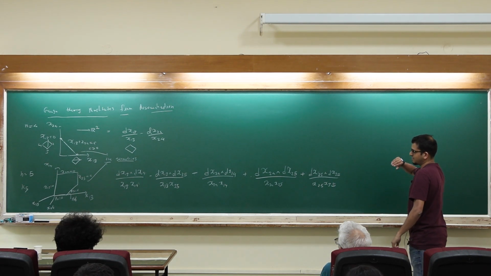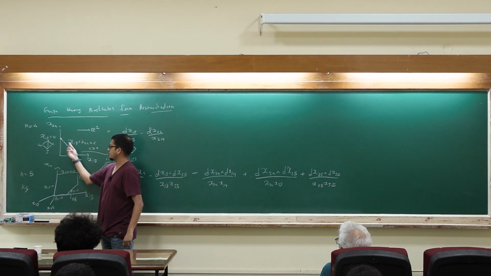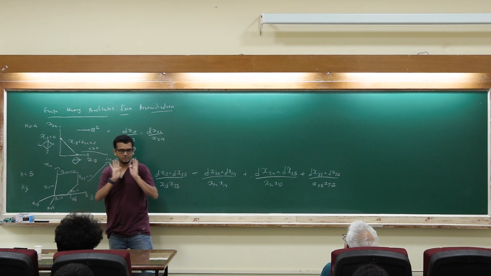Okay, so what have we found right now? We started with some combinatorics, we found some geometries, and they are realized in this ambient space, and we found these forms.